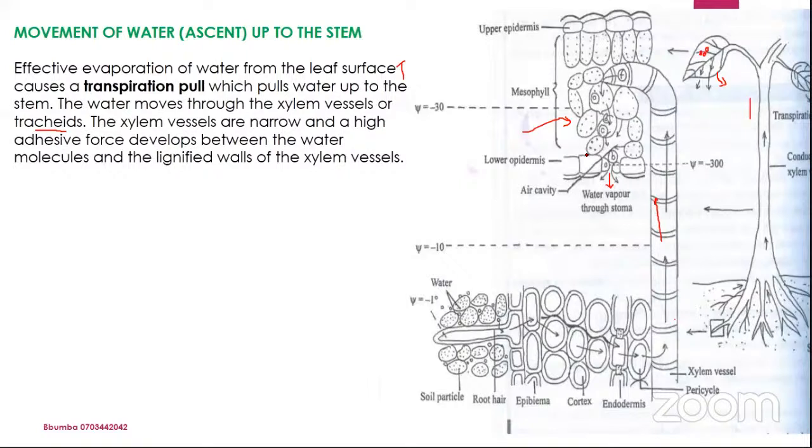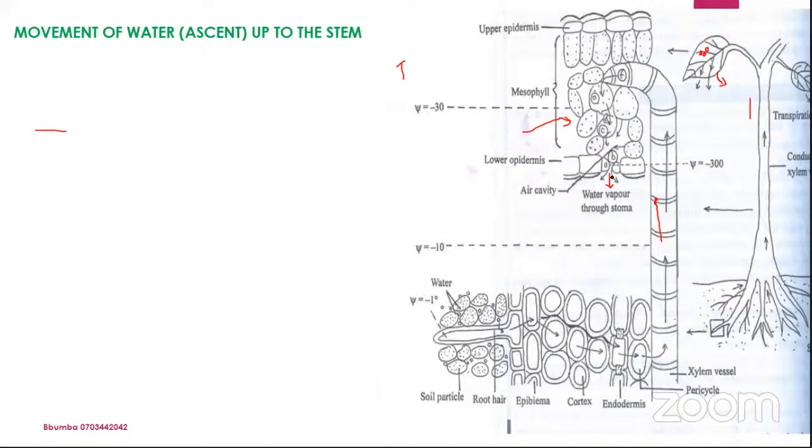Sorry for that. I was still telling you that once water has been lost as water vapor via the stomata to the atmosphere, these cells have become more concentrated because they have lost some water to the atmosphere. Now, when they become more concentrated, it means that they have a low water potential, because water potential is the tendency of water to move out of the system. When they have little water in them, they are more concentrated. It means they have a low water potential.